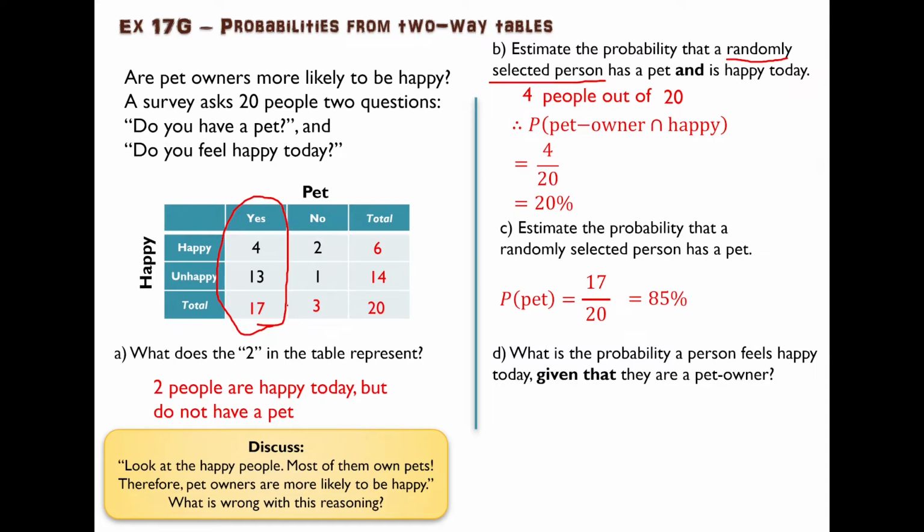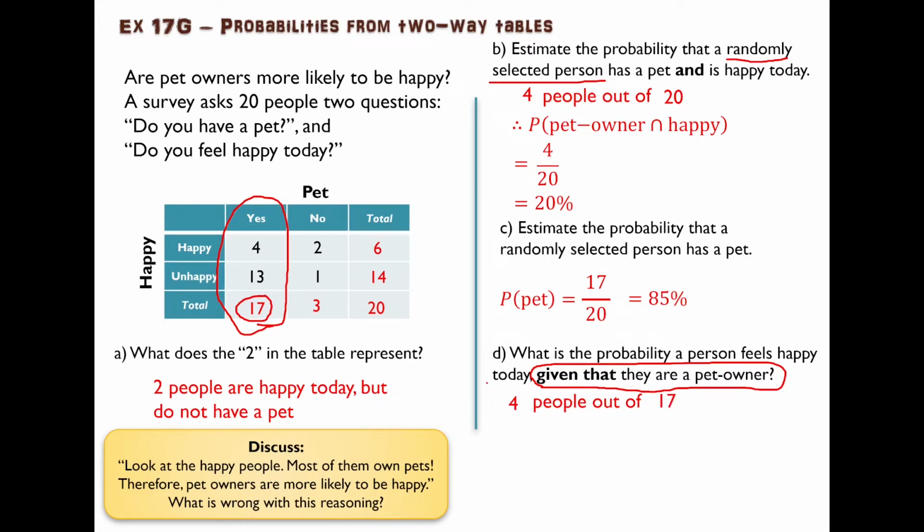First of all, how many of these people in here are also happy? There are 4 people out of these people that own a pet that are also happy. Now it says given that they are a pet owner. So I'm not picking a random person from the whole group. I'm only picking a random pet owner. So I'm starting with this group of people, 4 out of 17.